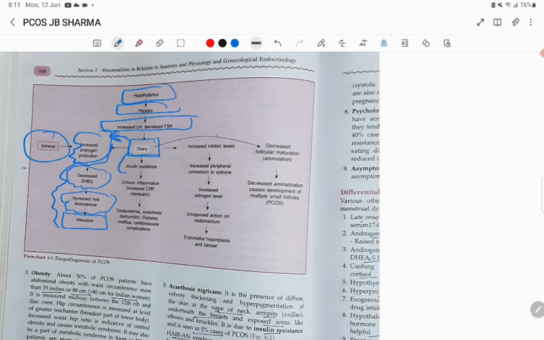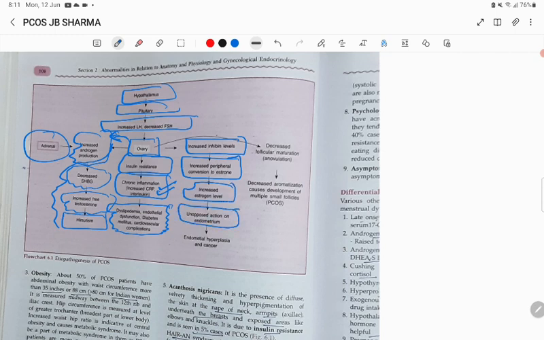Then insulin resistance, chronic inflammation with CRP and interleukin 18, dyslipidemia, metabolic syndrome, endothelial dysfunction, diabetes, cardiovascular disease. Increased inhibin level, increased peripheral conversion to estrone, increased estrogen level with unopposed action on the endometrium leads to endometrial hyperplasia and cancer. Excess androgen prevents follicular maturation and atresia, decreases aromatization, and the dominant follicle is unable to develop, leading to multiple small follicles, that is PCOS morphology.